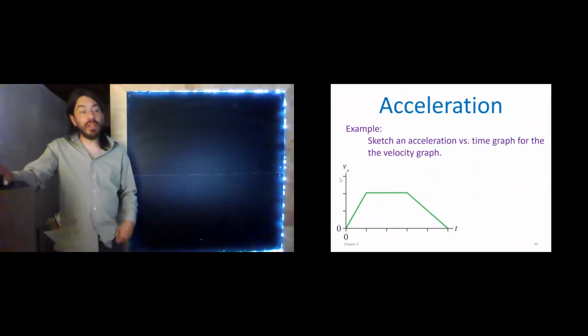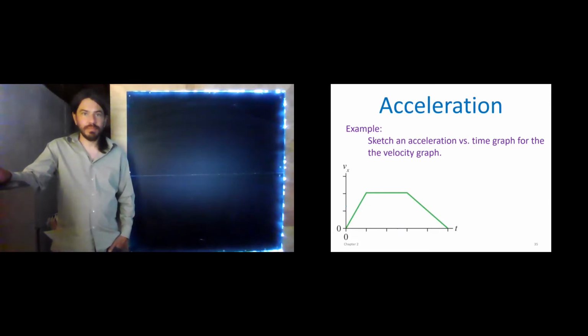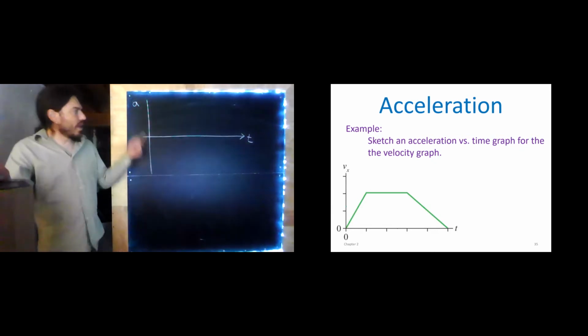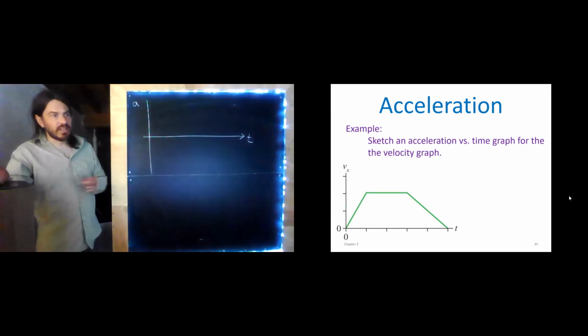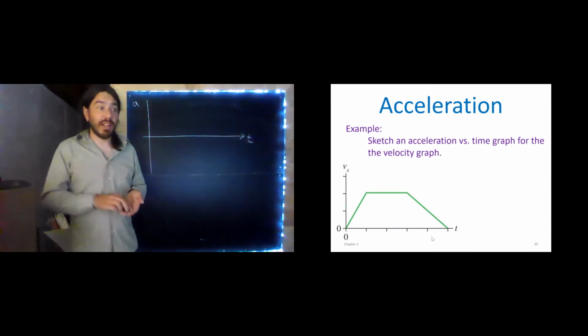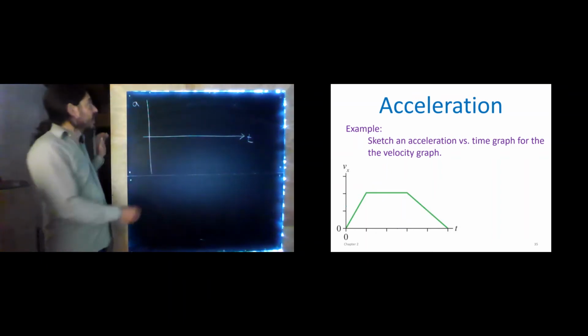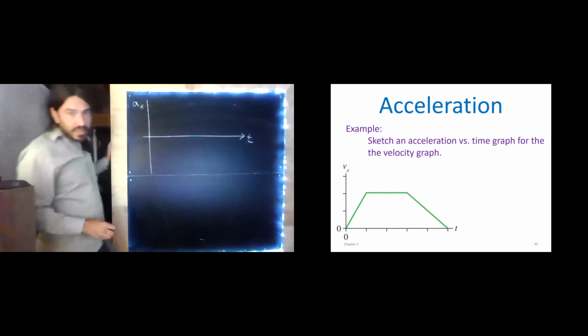Okay, here I've given you a velocity versus time graph, and I'm asking you to sketch an acceleration versus time graph for this velocity graph. Why don't you try and do it on your own, and then catch back up with me, and I'll do it also. Okay, I've drawn my axes here. Let's look at this and see. Remember that I'm looking for the slope. The slope of this velocity versus time graph will give me the acceleration. Since this is the velocity in the x direction, the slope will give me the acceleration in the x direction.